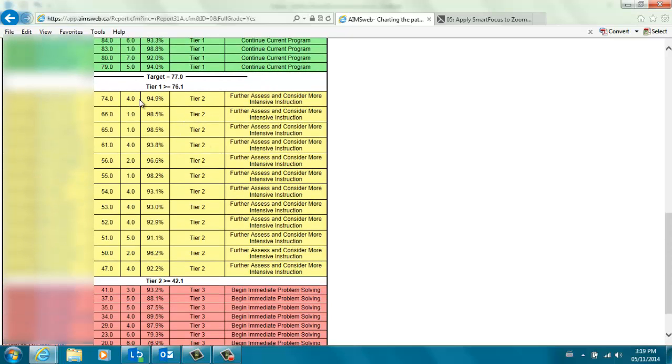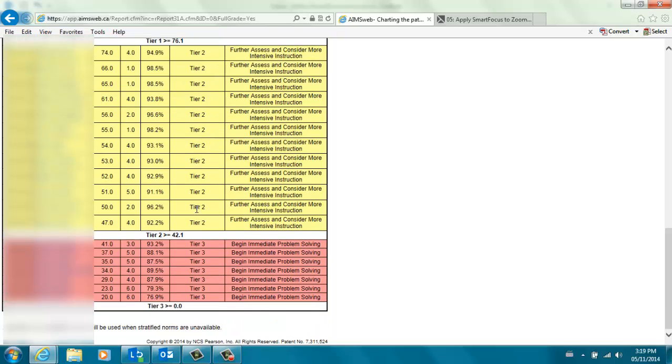The yellow students are below the target level, so they are students that we either want to watch or we want to provide some interventions with them to help them get above the target. The red students are students that are having significant difficulties and will have a great difficulty in achieving the target or reading at grade level.